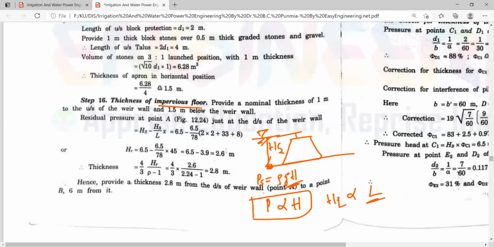The seepage pressure is different at different sections. Let us suppose P1 at this position, P2 at the next, and in this portion the seepage pressure is P3. If you observe, the seepage pressure at section 1 will be greater than at section 2, which will be greater than at section 3.